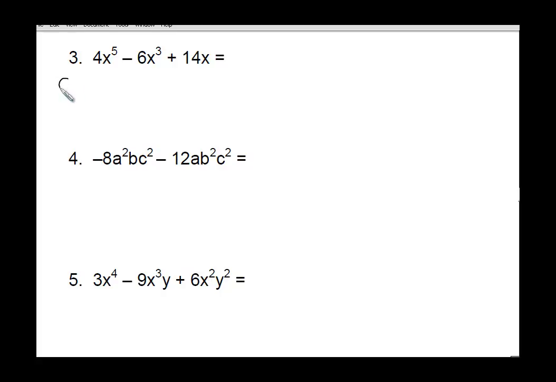Our greatest common factor for number 3, we have 4, 6, and 14. 4 is 2 times 2. 6 is 2 times 3. And 14 is 2 times 7. So they all have just a 2 in common. So 2 is the greatest common factor number. Then let's look at our x's. We have 5 x's in this one, 3 in this middle term, and 1 x on the end. So the least number of x's they all have is just 1 x. So the greatest common factor is 2 times x. We go and do the division.